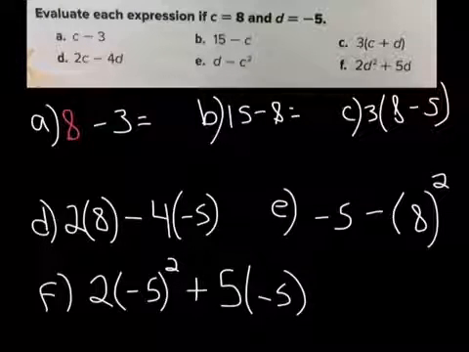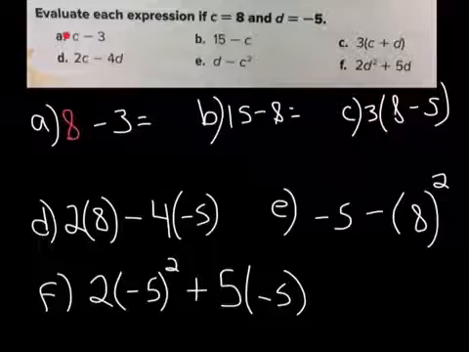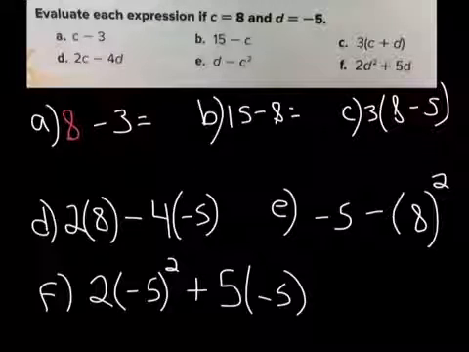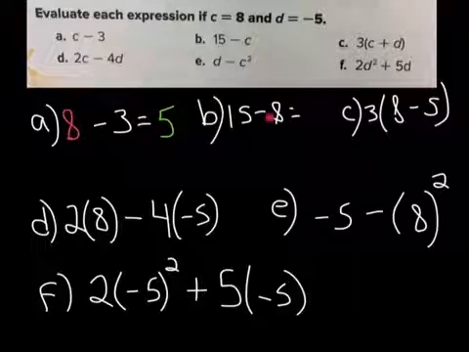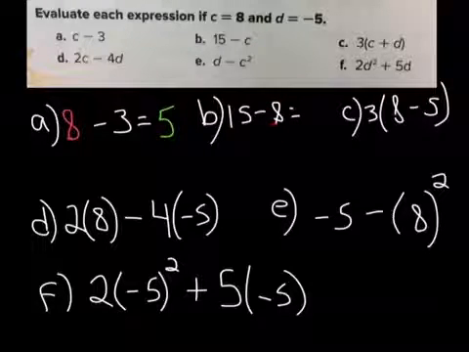So let's see, for the first one, I replace the C with 8. So I have 8 minus 3. 8 minus 3 is simply 5. I will do that with a different color so that you can see the difference. It is 5. And then I replaced the C here again with 8. So it's 15 minus 8 equals 7.